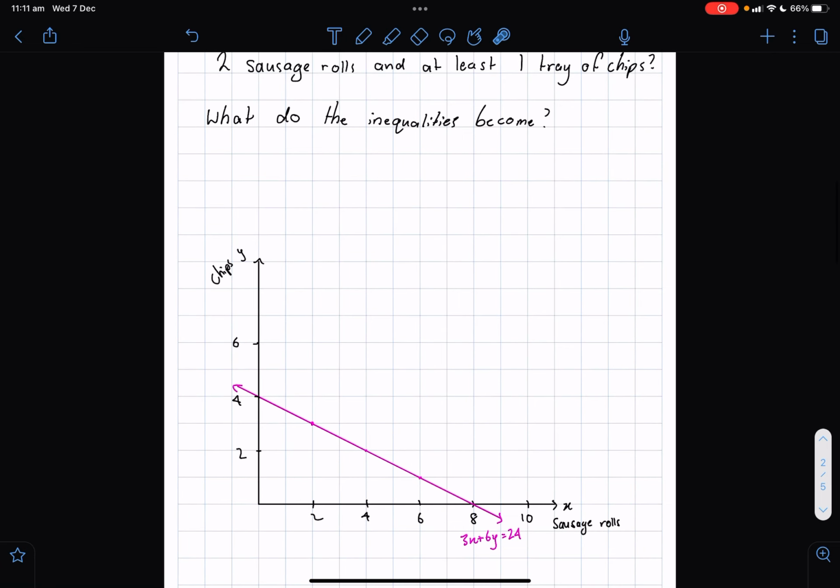So we need to look at a new condition on my x and my y. So remember, sausage rolls is x, so we need x to be greater than or equal to 2, so at least 2 sausage rolls. And we need y to be greater than or equal to 1, so at least 1 tray of chips. Now, to graph these inequalities for x, we need a line where all of my x's are equal to 2. So we go to x equals 2, and we draw a vertical line through that point, so x equals 2. And same for y equals 1, so that is the coordinate where every point has a y value equal to 1. So that's a horizontal line through y equals 1.